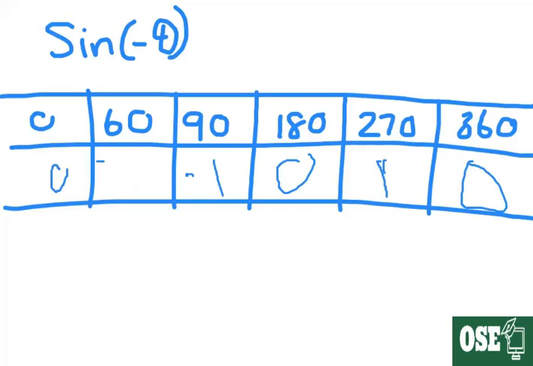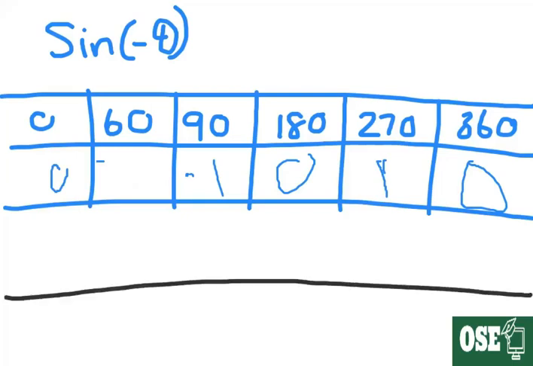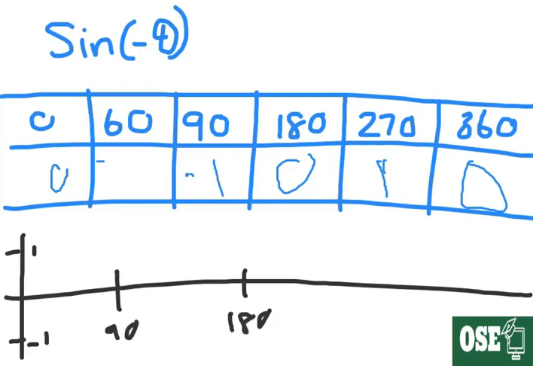So if we draw a graph, and we have 1 here and -1. I'm just going to do 90, 180, 270, 360.